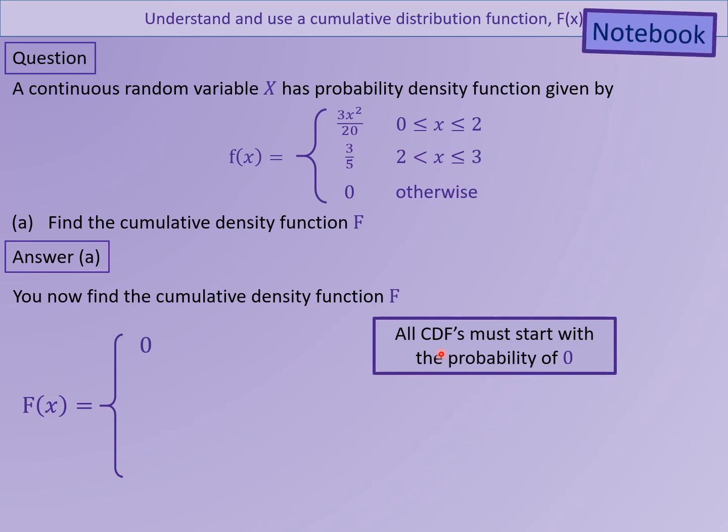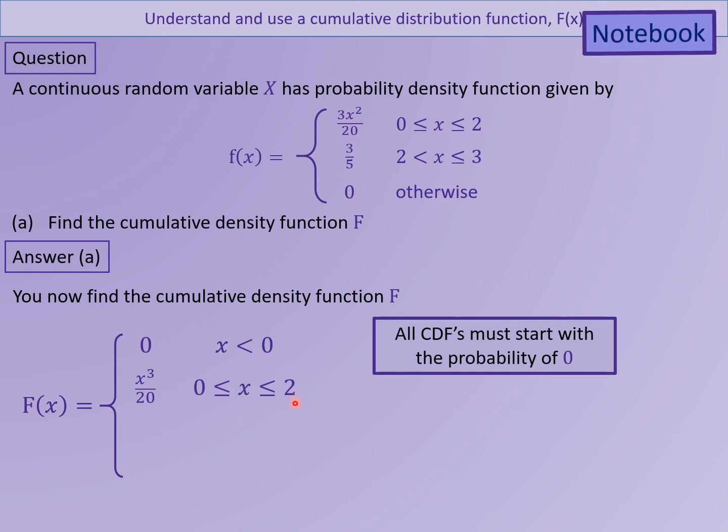As it says there, all CDFs must start with the probability 0. Before that point, nothing can occur. So that's below 0, just there. Once you get to 0 and 2 in our CDF, it was this part just here which we integrated, and that was the x cubed over 20. That's the integration of that bit.